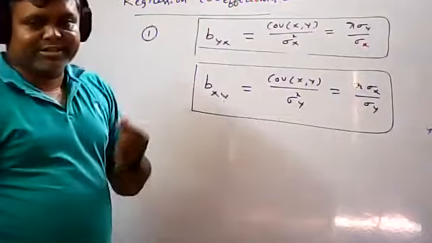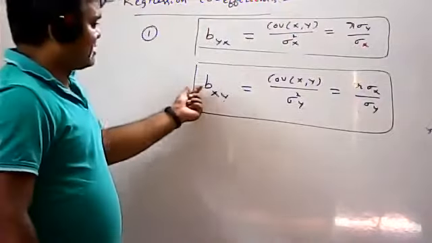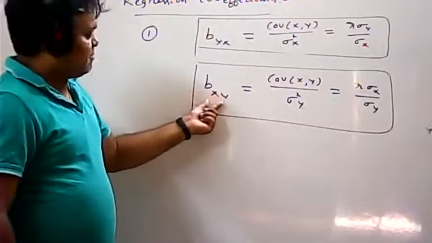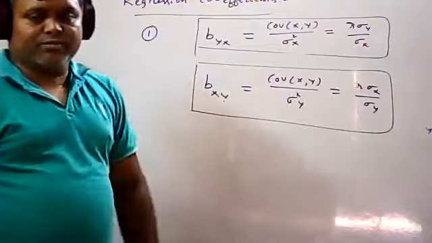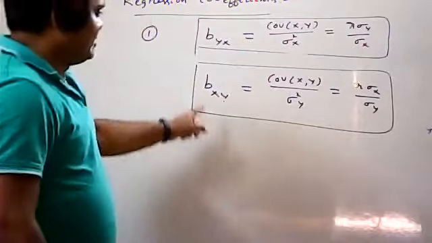So regression coefficient of x on y means what? The slope of the regression line. The slope of the regression line of x on y is called regression coefficient of x on y. It is denoted by bxy.